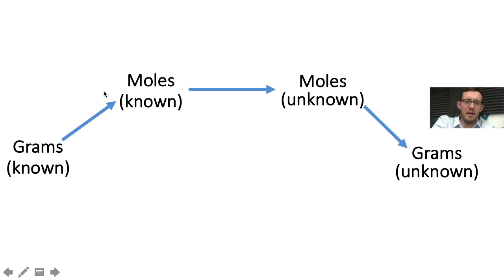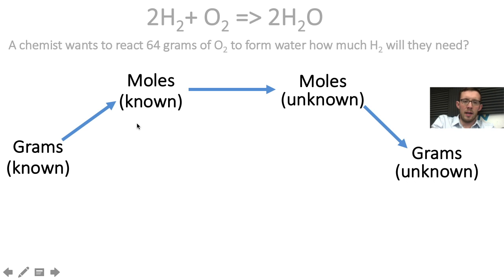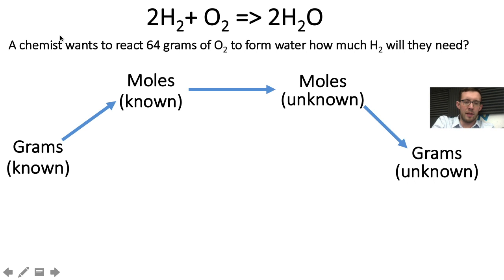Hey, Chem team. So a lot of the stoichiometry problems that chemists do follow a similar set of steps. So for example, if a chemist wanted to conduct the following reaction of reacting hydrogen and oxygen to create water molecules, let's say the chemist has 64 grams of oxygen and they want to react it with hydrogen. How much hydrogen will they need?